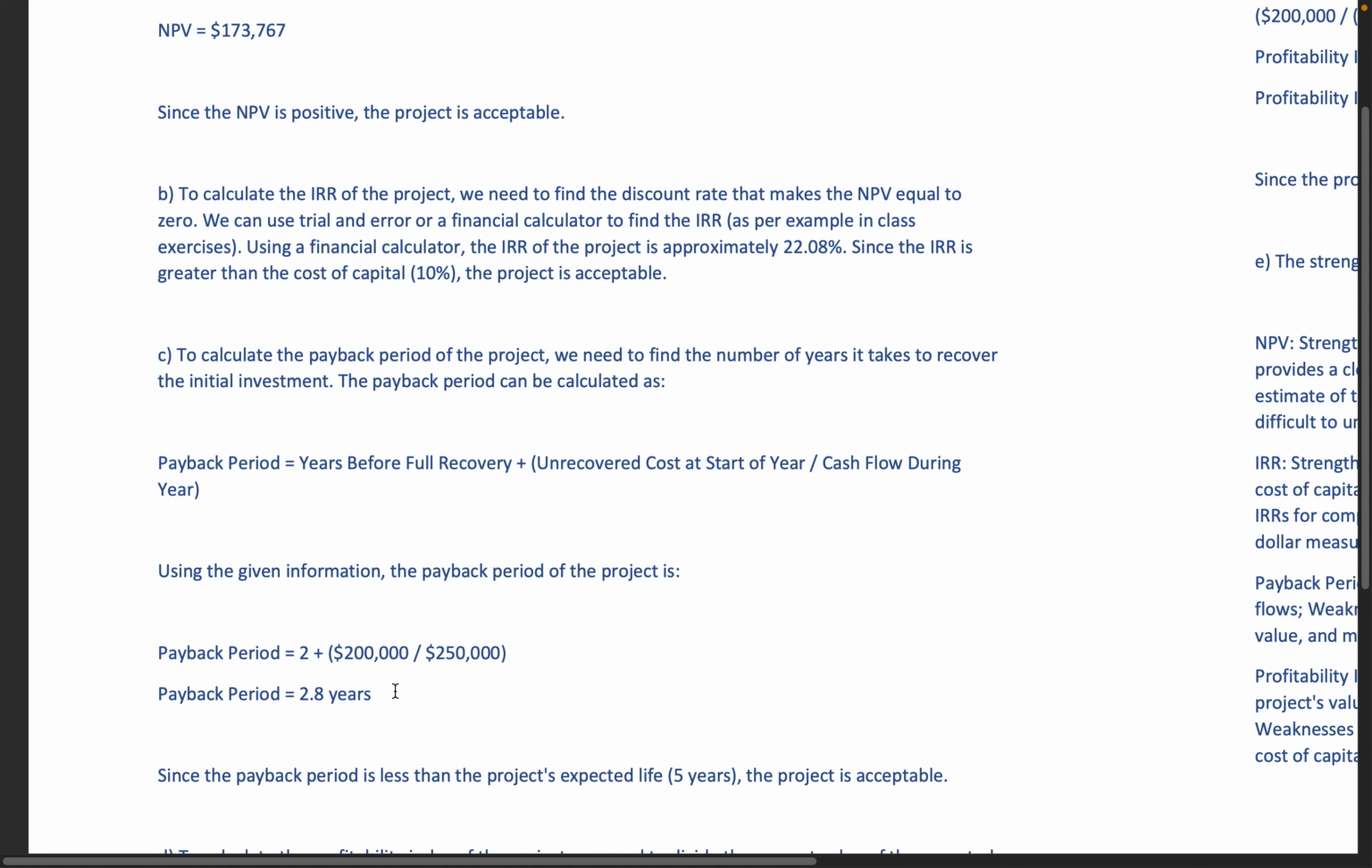Okay. Since the payback period is less than the project's expected life, you could say in this instance the project is acceptable. Oftentimes with payback periods, the investor might say, I would like my money back within X number of years. So it's a rather arbitrary number, and it's a rather arbitrary way of making a decision.